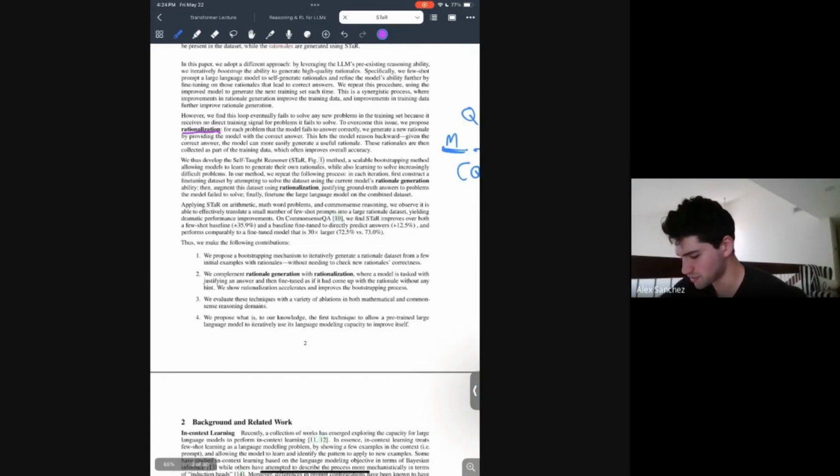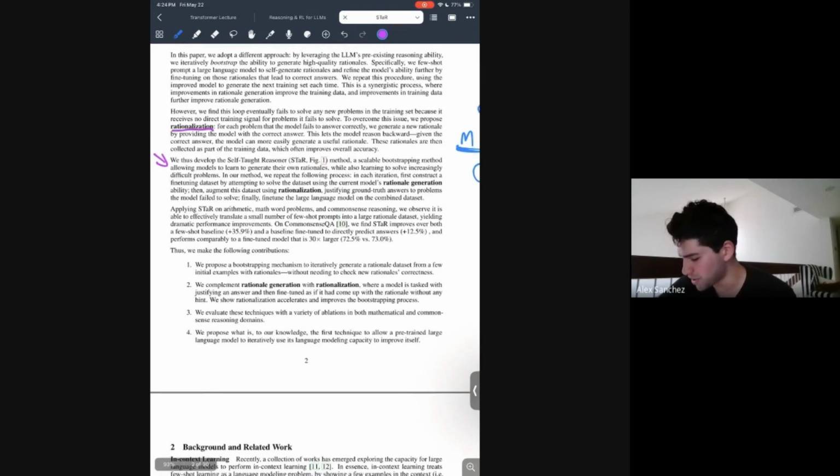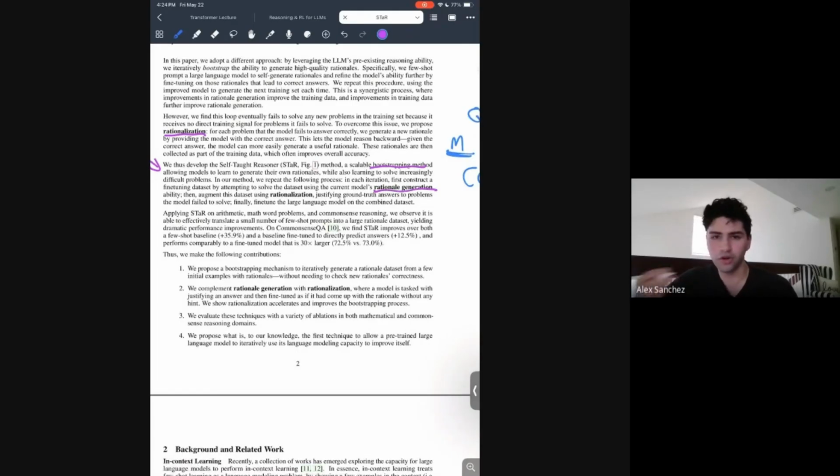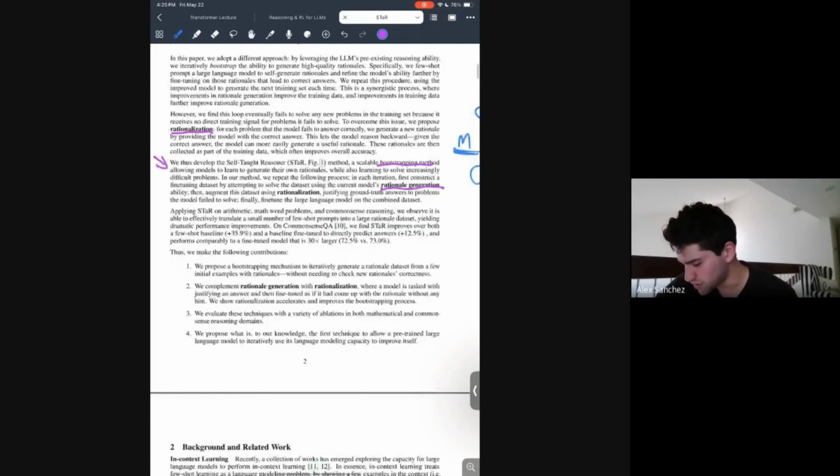That's what rationalization is. They talk about it here. We've thus developed the Self-Taught Reasoner, a scalable bootstrapping method, allowing models to learn to generate their own rationales while also learning to solve increasingly difficult problems. They repeat the following process. Each iteration, they construct the fine-tuning dataset by attempting to solve the dataset using the current rationale generation, so the current ability without being fine-tuned. And then they augment this dataset. Like I said, they expand it. The dataset is made a lot better, a lot higher quality, using what we called rationalization, where they justify the answers to problems.